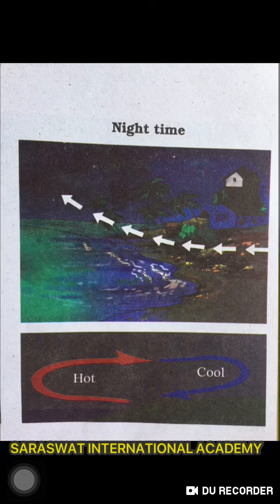To receive the cooler sea breeze, the windows of the houses in coastal areas are made to face the sea. At night, it is exactly the reverse. The water cools down more slowly than the land. So, the cool air from the land moves towards the sea. This is called the land breeze.